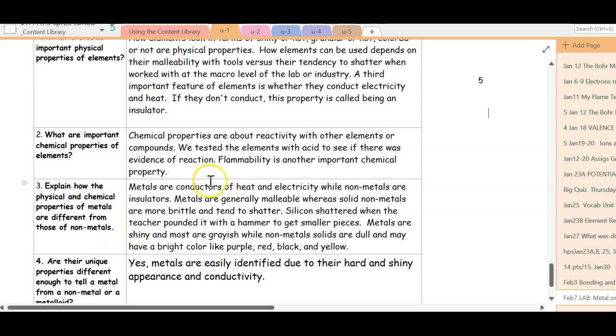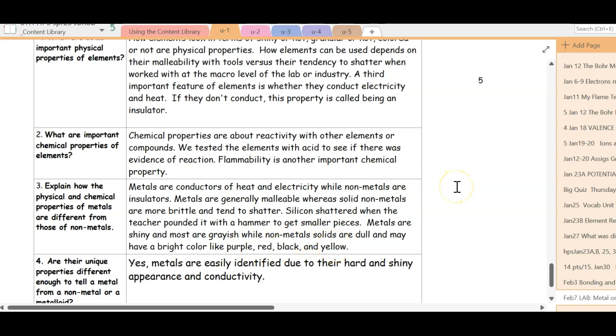Well, we saw that metals are conductors of heat, electricity, while nonmetals are insulators. The opposite, poor conductors. Metals are generally malleable, whereas solid nonmetals are more brittle and tend to shatter. Even metalloids like silicon shattered when the teacher pounded it with a hammer when I was trying to get smaller pieces for you. Metals are shiny and most are grayish, while nonmetals are dull and may have a bright color like purple, red, black, or yellow. Purple, iodine, red, phosphorus, black, carbon, yellow, sulfur, etc.